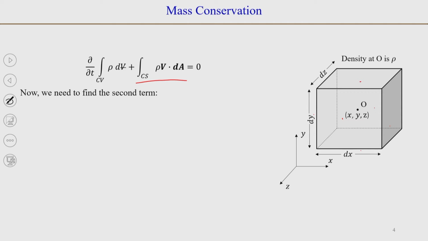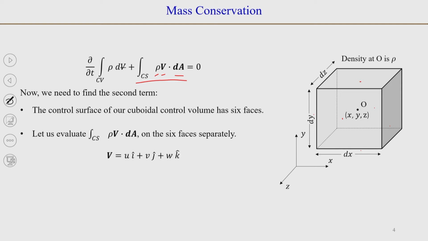Okay. So, we will need to evaluate the flux, which is basically rho v dot dA. So, we need to evaluate each of these terms, rho, v and dA, for each of these areas, and then substitute in this, so that we can find out the second term.